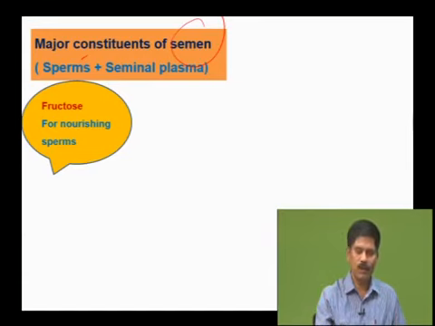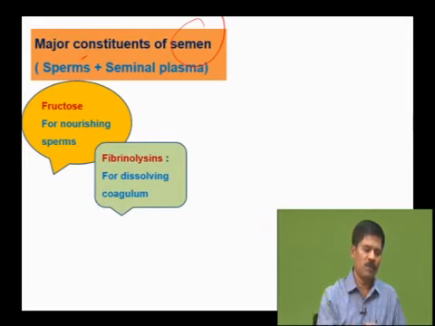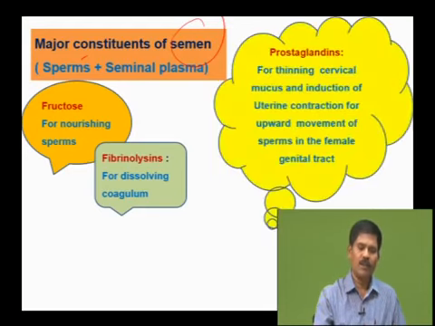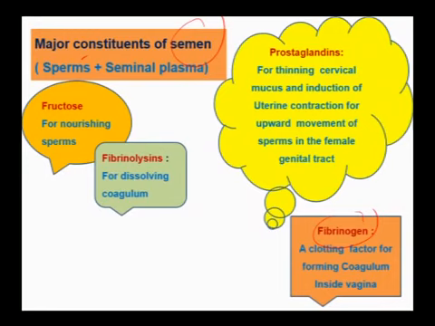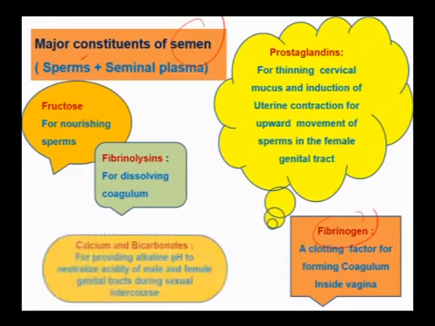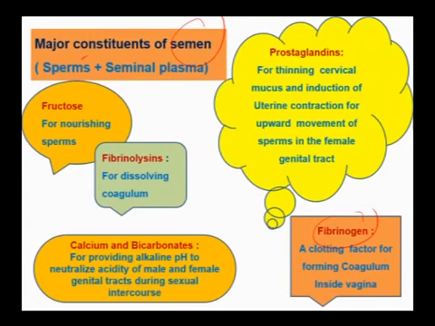After some time, the coagulum dissolves with the help of an enzyme called fibrinolysin. So fibrinolysin helps in dissolving the coagulum present inside the vagina. A very important aspect of seminal plasma is the presence of prostaglandins. Prostaglandins are required for thinning of cervical mucus and induction of uterine contractions for upward movement of sperms in the female genital tract. It is also composed of calcium and bicarbonate ions for providing alkaline pH to neutralize acidity of the male and female genital tracts during sexual intercourse.